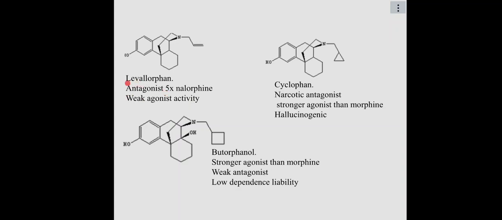Then, levallorphan now. The only difference, again, is the group at that position. We have the allyl group, and of course, no wonder the extra L there. Levallorphan has antagonist activity 5 times that of nalorphine, with weak agonist activity.